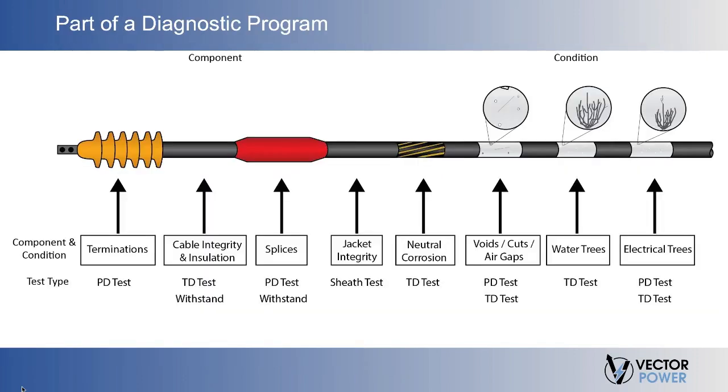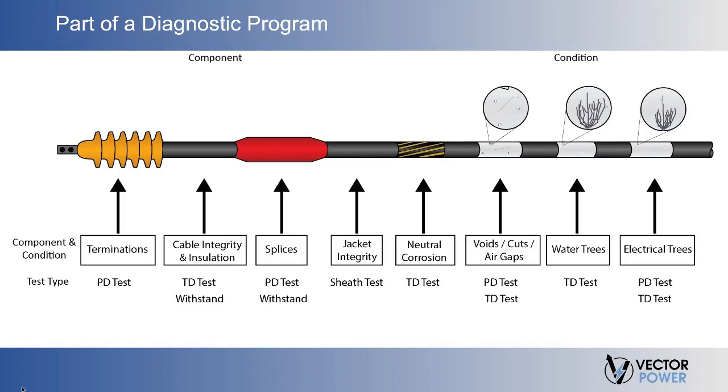So let's talk briefly about the parts of an overall diagnostic program. There are various tests to check the cable. Tan delta is just one of many tests that can be performed on an electric power cable. The important thing is to select the right test for the right purpose and be able to analyze the results according to what you are testing. In other words, know what test you picked, why you picked it, and how to interpret the results of that test.